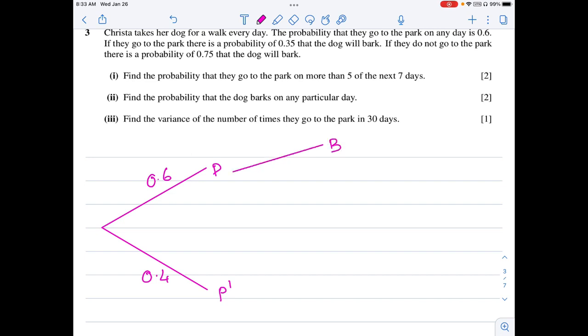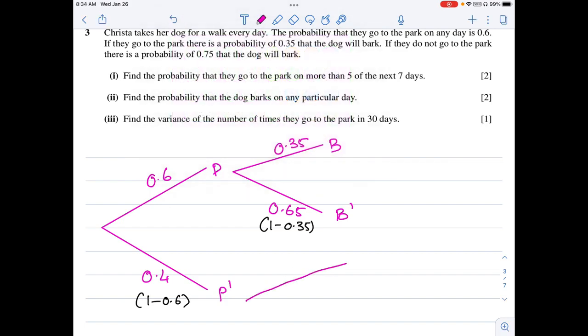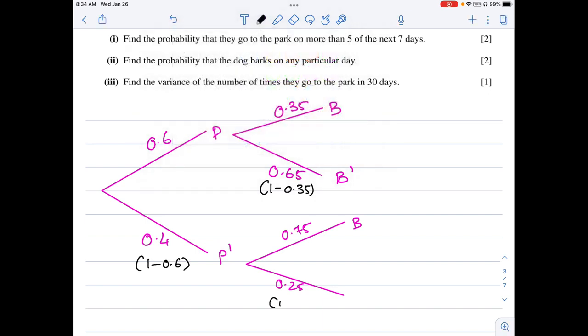So barking, not barking. Barking is 0.35, so the remaining will be 1 minus 0.35, which is 0.65. How did I get the 0.4? 1 minus 0.6. If they do not go to the park, there is a probability of 0.75 that the dog will bark. So for not going to the park, barking is 0.75. The remaining part will be 0.25. How did I get 0.25? 1 minus 0.75. This is for not barking.